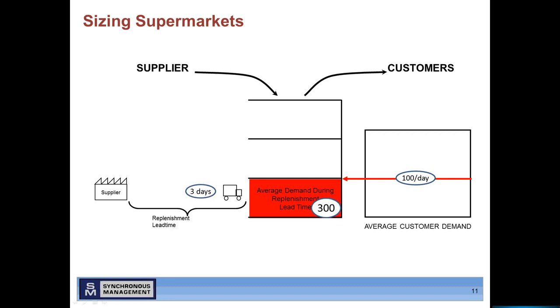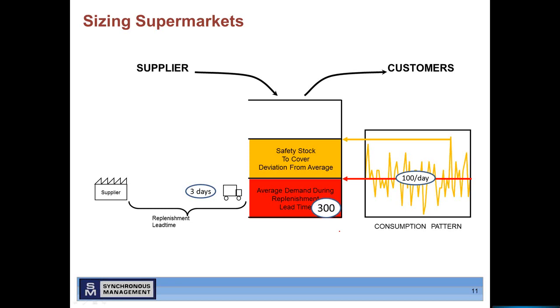Now, that assumes demand is 100 a day every day and doesn't vary. And, of course, we know demand does vary. So we need to understand consumption patterns, shipment patterns or consumption patterns for component material, because we need to make sure we have enough inventory to cover the spikes in demand, or at least some percentage of those spikes. And that's called safety stock.